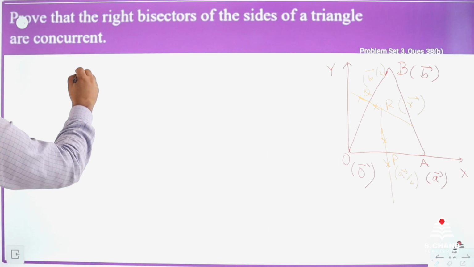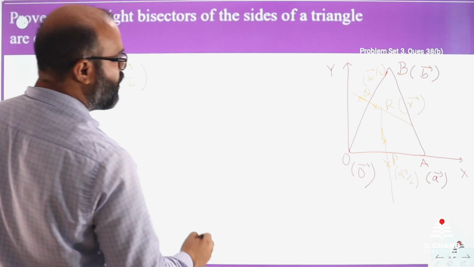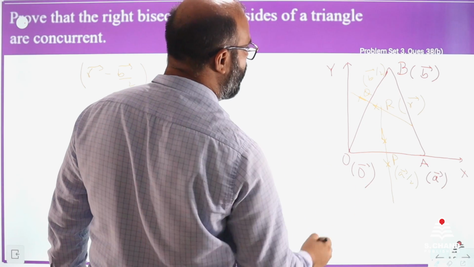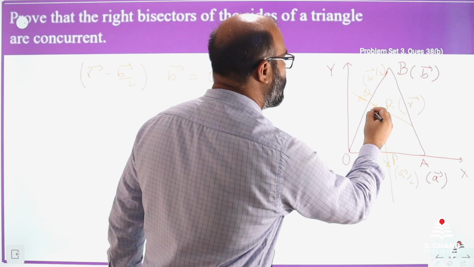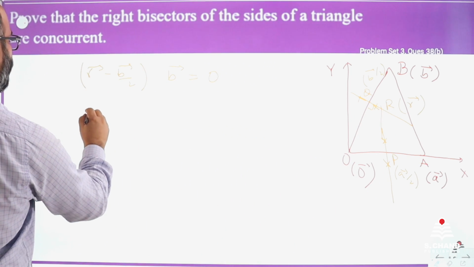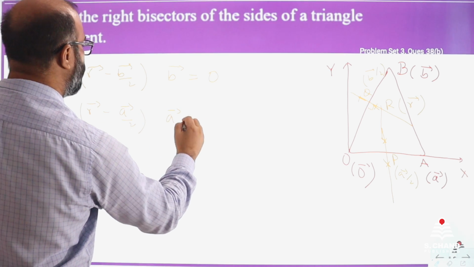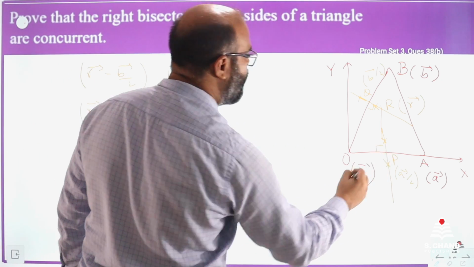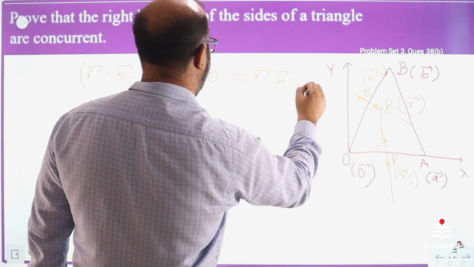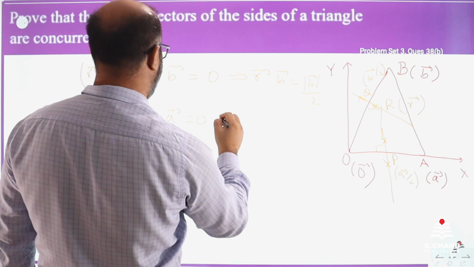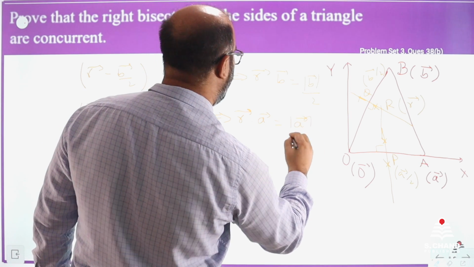So can we say that R minus B by 2 dot B is equal to 0? Yes, we can say that, because this is a right bisector, perpendicular. Similarly, can we say that R minus A by 2 dot A is equal to 0? Yes, we can say that again, because this is a right bisector, perpendicular. So this will become R dot B is equal to mod of B square by 2, and this will become R dot A is equal to mod of A square by 2.